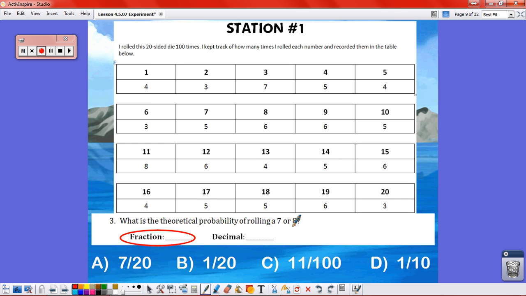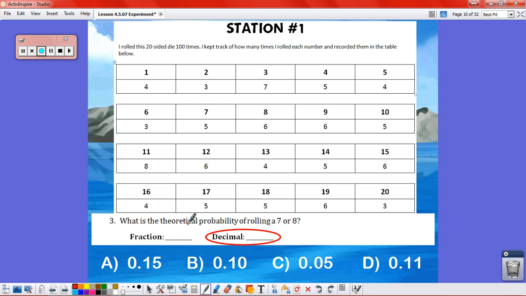The probability of rolling a 7 or an 8. So theoretical, we're looking for theoretical. So that's 2 options out of 20. 2 out of 20, which simplifies to being 1/10. Divide by 2. Theoretical probability, this as a decimal, 1/10 is the same as 10 hundredths.